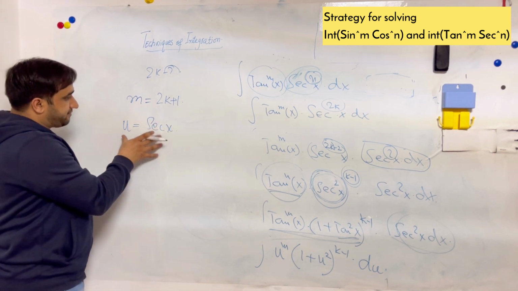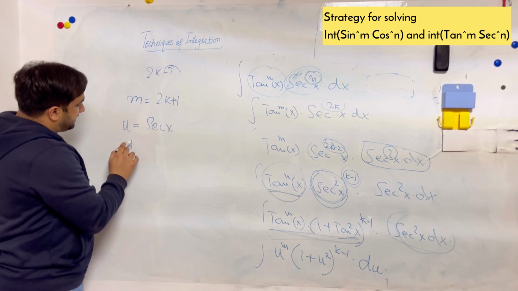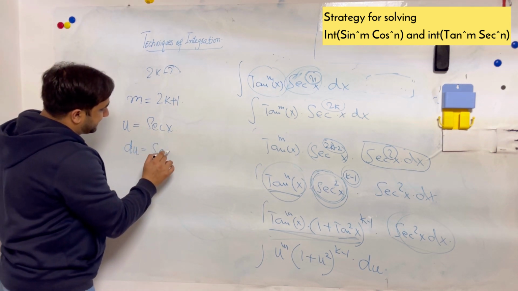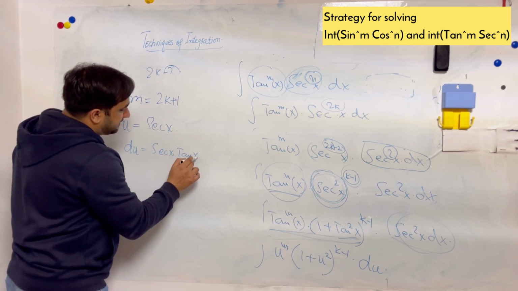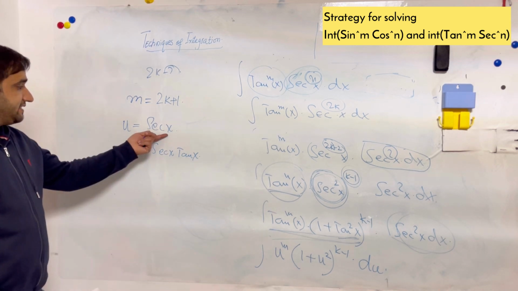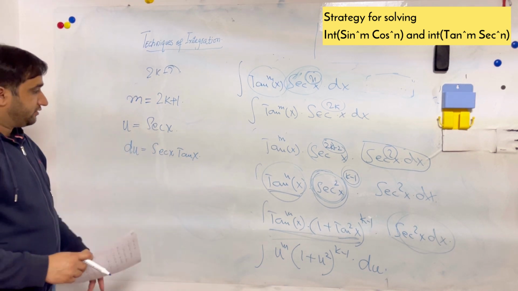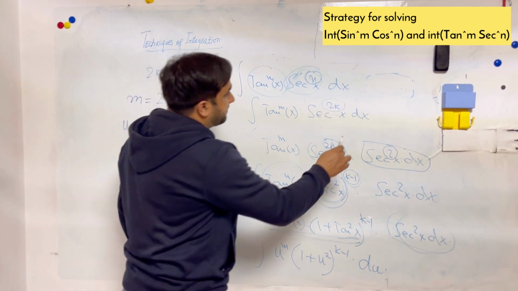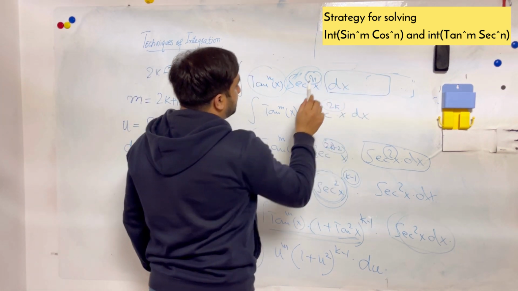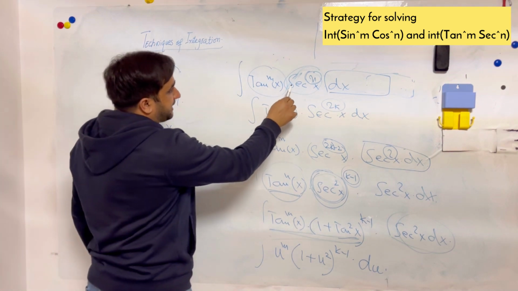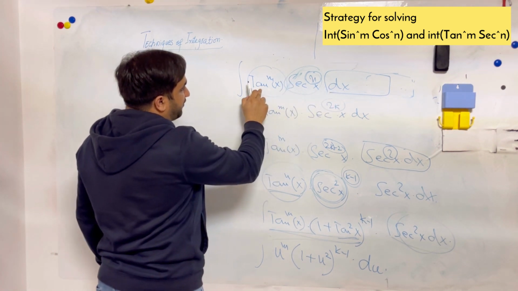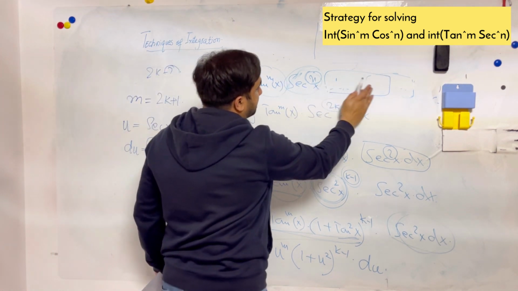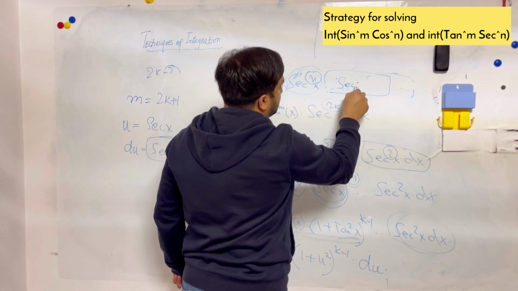And when you make the substitution in terms of secant x, the du will be secant x tan x. The derivative of secant x is secant x tan x. So it means you need this thing at the end. So how can you get this thing? Pick up one secant from here and one tan from here and keep them safe. Don't do anything with them.